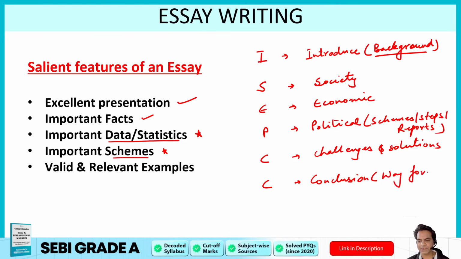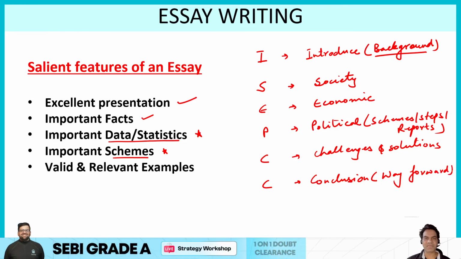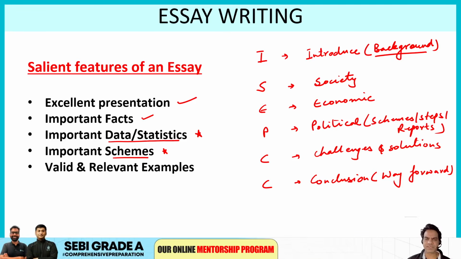You tell what needs to be done, what can be done, what should be done, or what could be the implication or consequences if steps and measures are not taken. So you give a conclusion by summing up the whole essay and then giving a way forward, and your essay should always end on a positive tone, positive note.